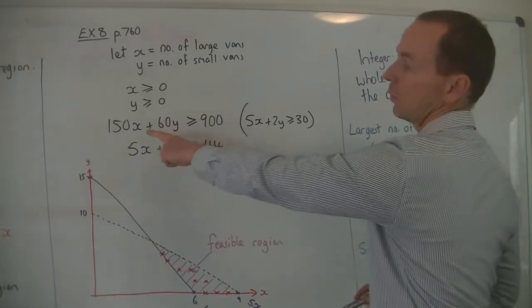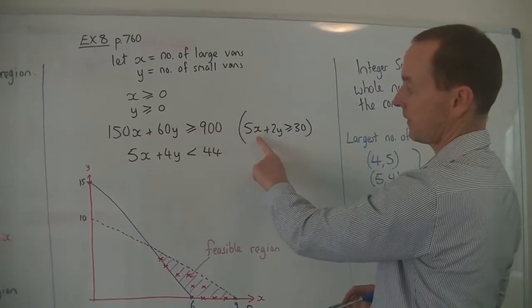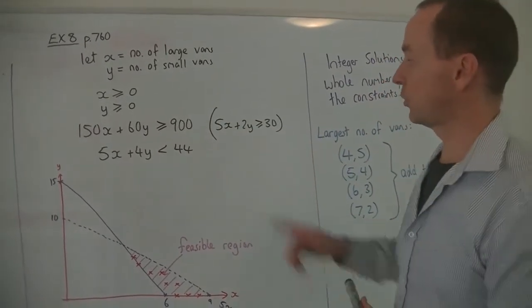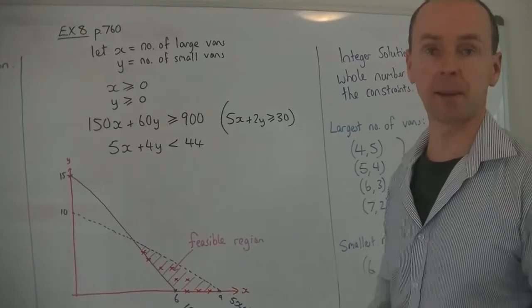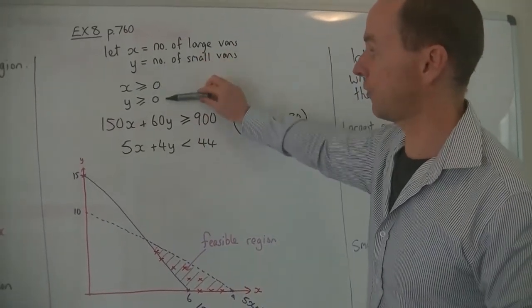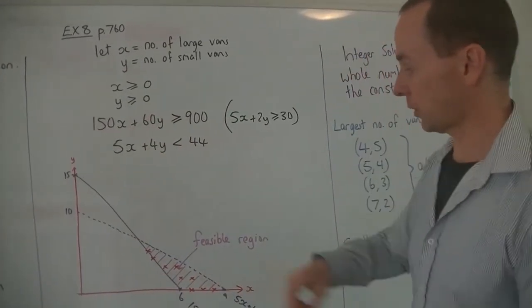One thing to note with this equation, we can simplify it by taking out a common factor, and you get 5x plus 2y is greater than or equal to 30. So you can use either of those two equations, they're the same. Once you can read the question and get these four constraints, you get your graph and plot it.